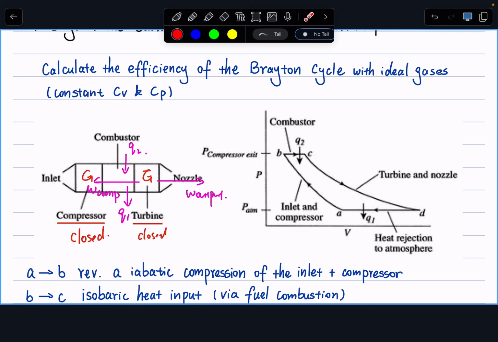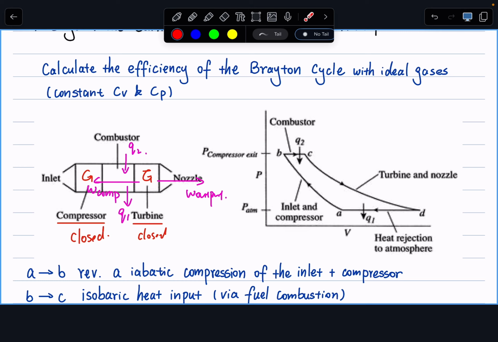Yes? Professor said for Q total, the whole thing is heat into the system? Yes. But isn't Q1 heat out of the system? Well, Q1 is the heat out of the system, but it's reflected by a negative number of Q1. All right, so don't add in that negative too early. Okay?